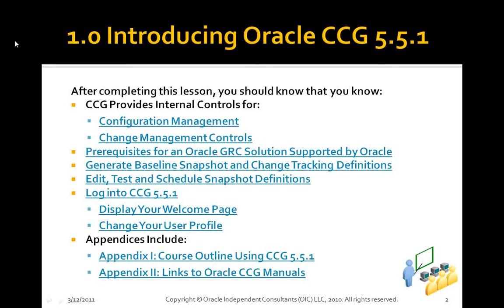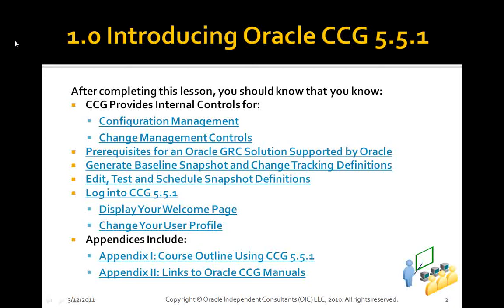So, both the COSO and the COBIT frameworks require that you implement effective internal controls for configuration management and change management. Oracle Configuration Controls Governor, or CCG, integrates with one or more of your EBS instances and enables you to implement efficient and effective configuration management and change management solutions.